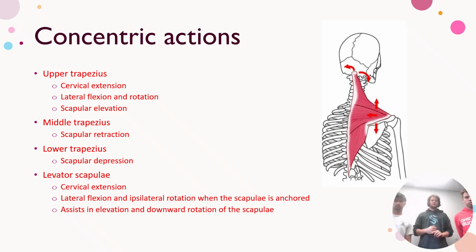The levator scapulae does cervical extension again, lateral flexion, and ipsilateral rotation if the scapula is anchored, which means if you're turning your head to the right, the right side is going to be the side acting concentrically, and it assists in elevation and downward rotation of the scapula.